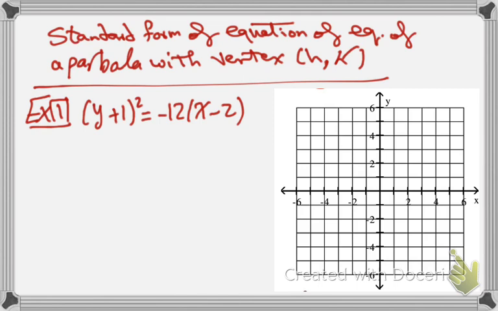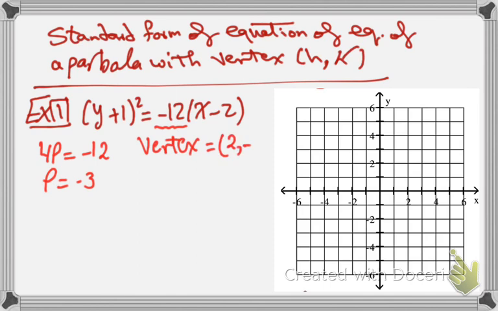Let's start with example 1. (y + 1)^2 = -12(x - 2). As we can see clearly, the coefficient of the bracket (x - 2) is negative, so the parabola is drawn to the left, and the directrix is going to be drawn to the right. We are going to find p from 4p = -12, so the value of p is equal to -3. In this case, the vertex is (2, -1).